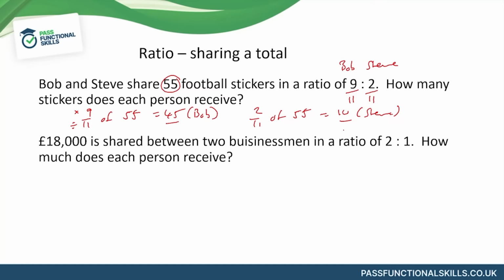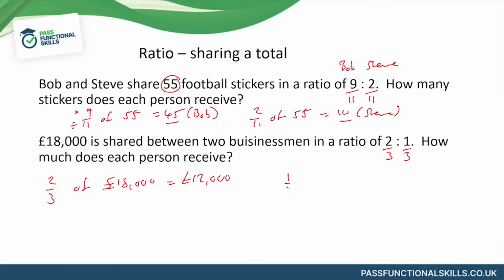So in the second example, very similar, the ratio is 2 to 1. 2 plus 1 is 3, so one person's getting 2/3, the other person's getting 1/3. So 2/3 of £18,000 is 18,000 divided by 3, which is 6,000, times by 2, which is 12,000.